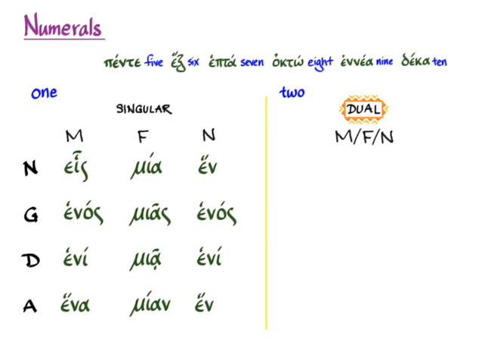It has one form in each case for masculine, feminine, and neuter, and these are the forms. In the nominative, it's duo. In the genitive, it's duoin. In the dative, it's duoin. And in the accusative, it's duo. Even though it's dual, it can modify plural nouns.